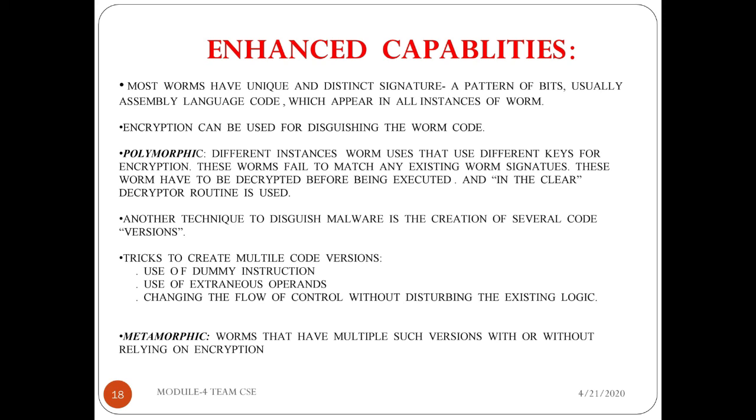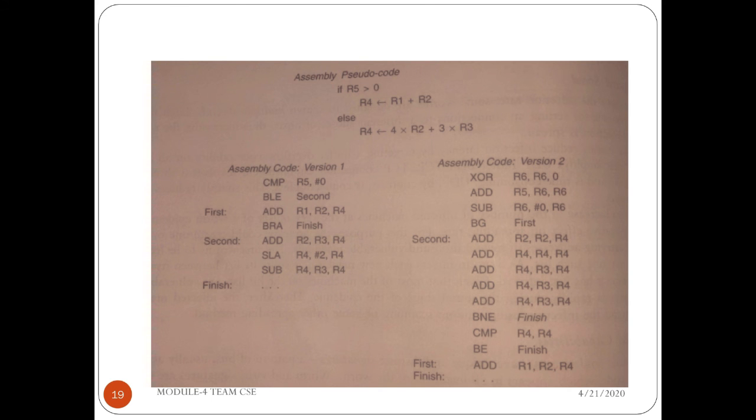Another technique to disguise malware is the creation of several code versions. Tricks to create multiple code versions: use of dummy instructions, use of extra operands, and changing the flow of control without disturbing the existing logic. Metamorphic worms have multiple such versions, with or without relying on the encryption method. Next slide, please. So this is the assembly language code, which represents the code to be executed.